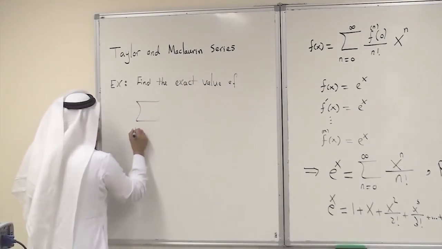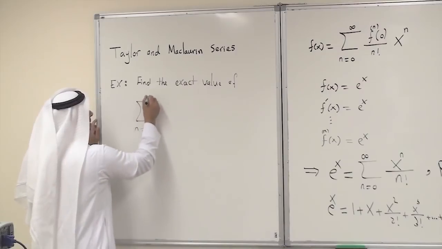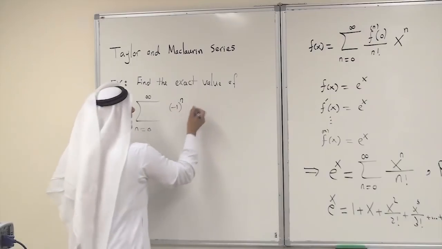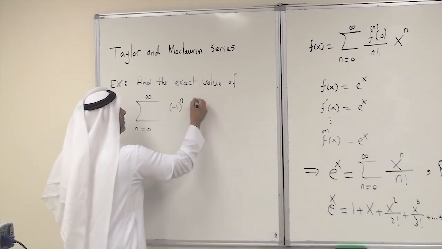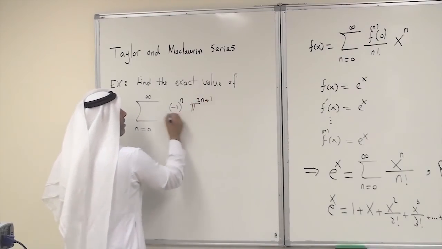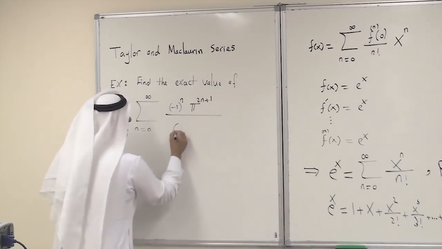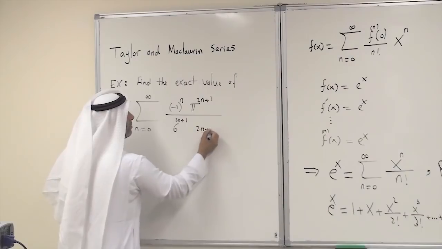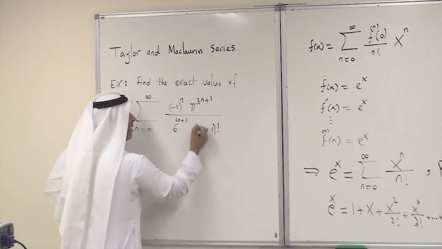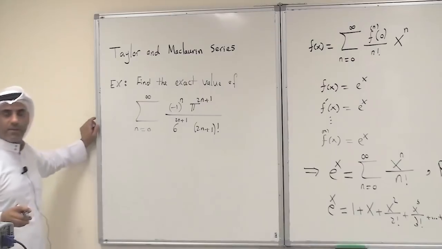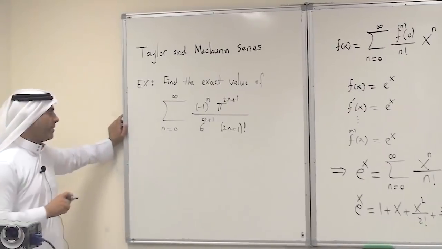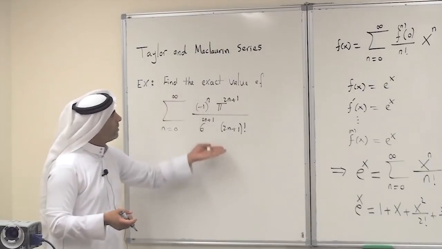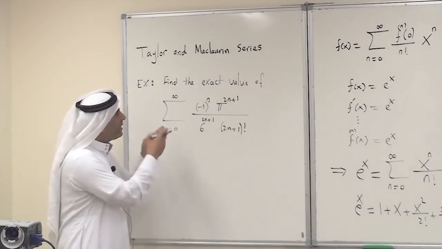It is just the sum n equal to 0 up to infinity of minus 1 to the n, for instance here, I can write pi to the power 2n plus 1 all over 6 to the power 2n plus 1, multiplied by 2n plus 1 factorial. What is the exact answer for this? What is the exact sum for this? Of course, this is not one of the geometric series or telescoping series we did. It is something different here.